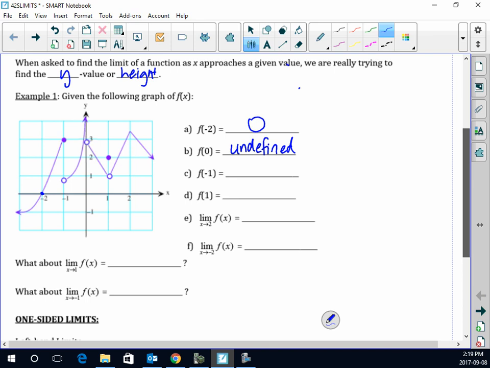Okay. How about the next one? f of negative 1. Oh, you might think there's 2 points there. It's 3. It's a hole here, so the y value for negative 1 isn't there. It's there, right? 3? Okay, how about f of 1? Does everybody see it's 2? Okay, so do you know how to read these functions now? Okay, so now we're going to go to limits.